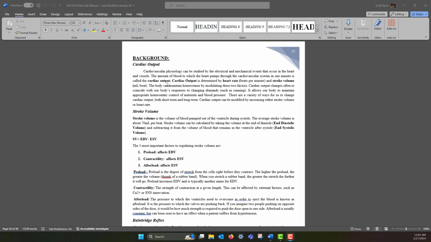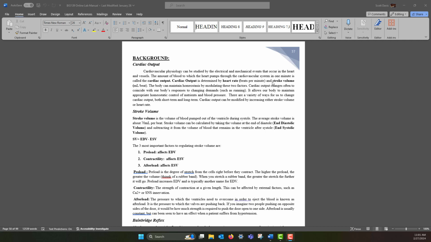So first, cardiac output. Cardiac output is the volume of blood ejected from a ventricle in 1 minute. So cardiac output is typically measured in liters. Sometimes you will see it in milliliters as a very high number, but liters tends to make it look a little cleaner. Heart rate is, of course, how many times does your heart beat in 1 minute?